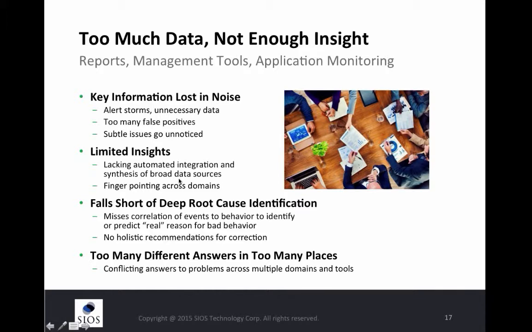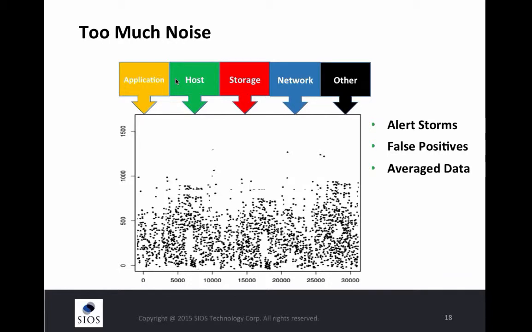So this all comes back to noise, right? You've got a lot of noise from the application to the host, the storage, the networking. How do you make sense of that? How do you look for patterns? How do you identify what is considered normal behavior versus an anomaly? So again, all these data sources are coming from lots of different places. It's a lot of noise. It all needs to be understood and analyzed.